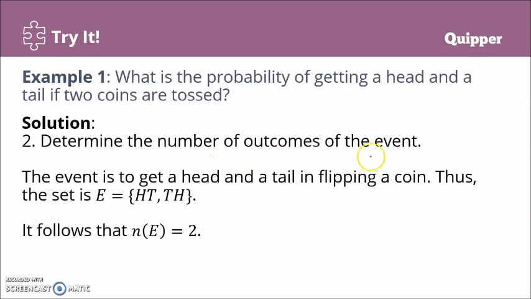So, determine the number of outcomes of the event. The event is to get a head and a tail in flipping the coins. Thus, the set of that particular event, we can either have a head and a tail, or a tail and a head. It follows that the number of outcomes in that particular event is 2.